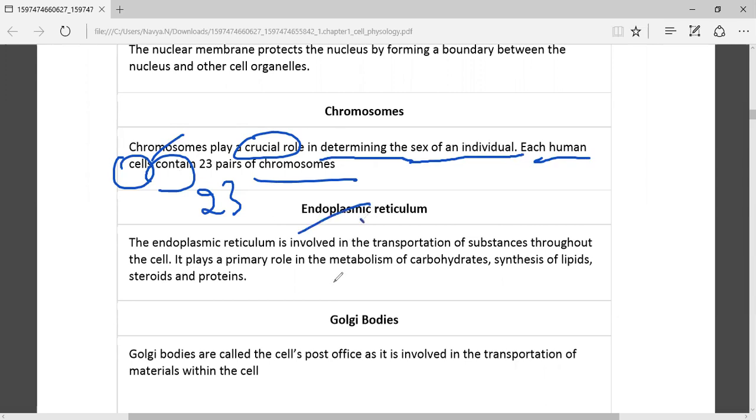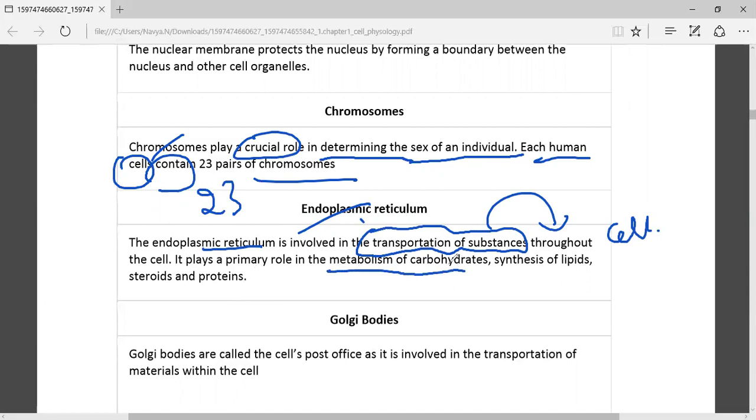And next is the endoplasmic reticulum. This endoplasmic reticulum is involved in the transportation of substances throughout the cell, and it also plays a primary role in the metabolism of carbohydrates and the synthesis of lipids. Lipids are nothing but the fats, oils, and steroids, and the proteins.